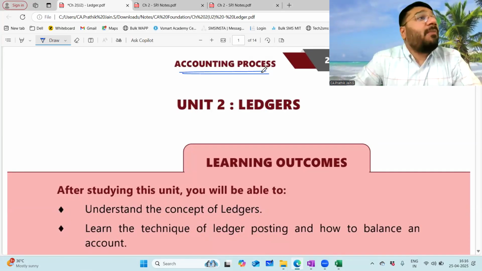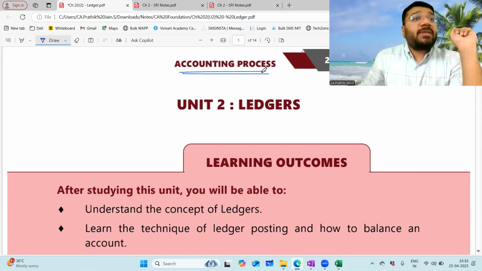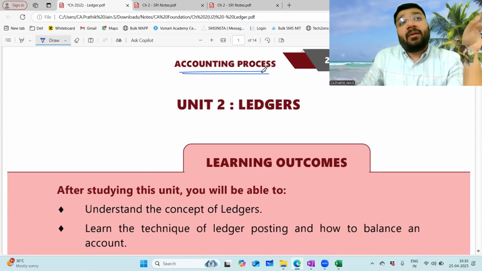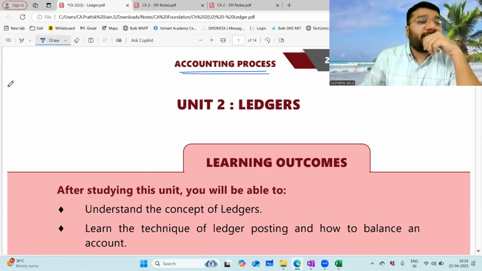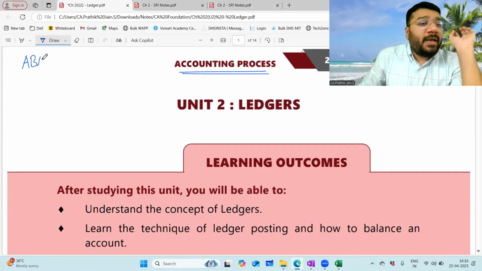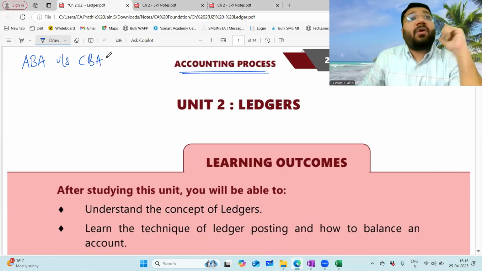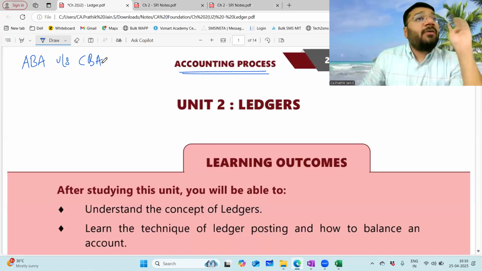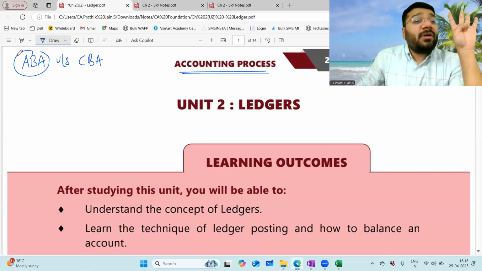In the last class, we completed the discussion on unit 1, which was the concept of journal, right? Last class in particular, what did we discuss, can you recollect? We discussed the difference between accrual basis of accounting and cash basis of accounting. Correct? Then we saw the 4 important concepts based on the accrual concept: outstanding expenses, prepaid expenses, accrued income, and unearned income.